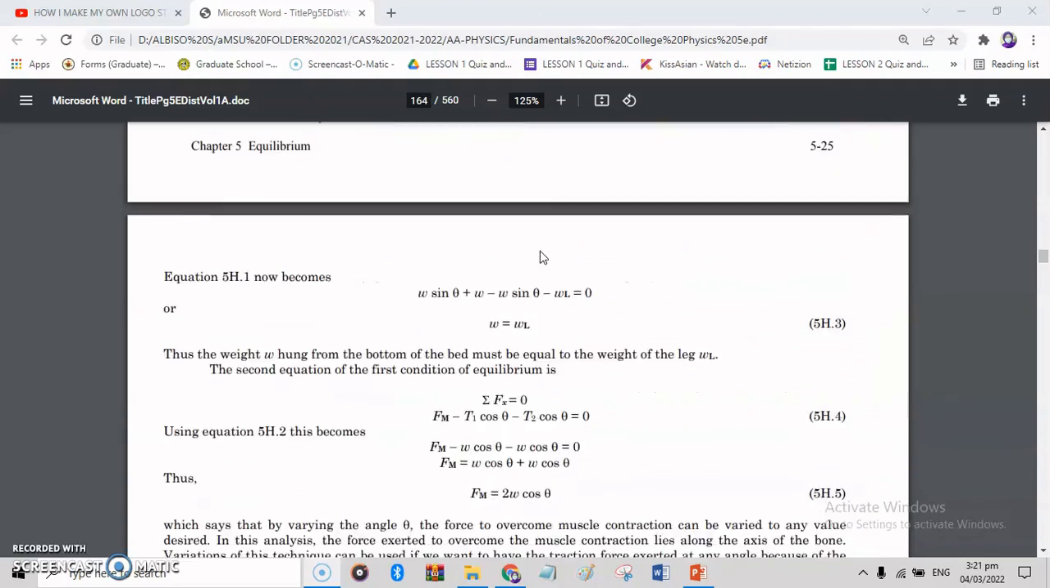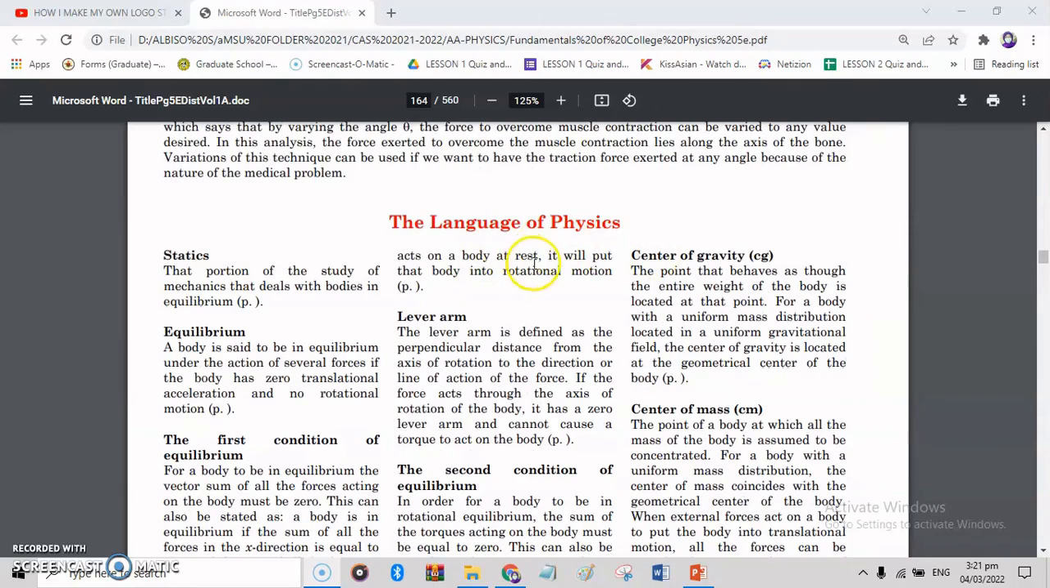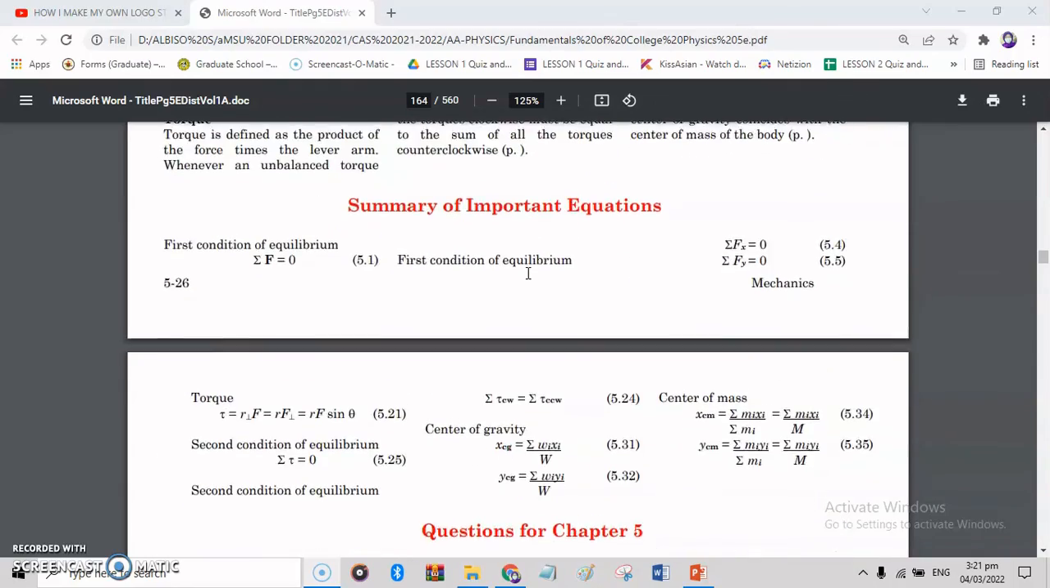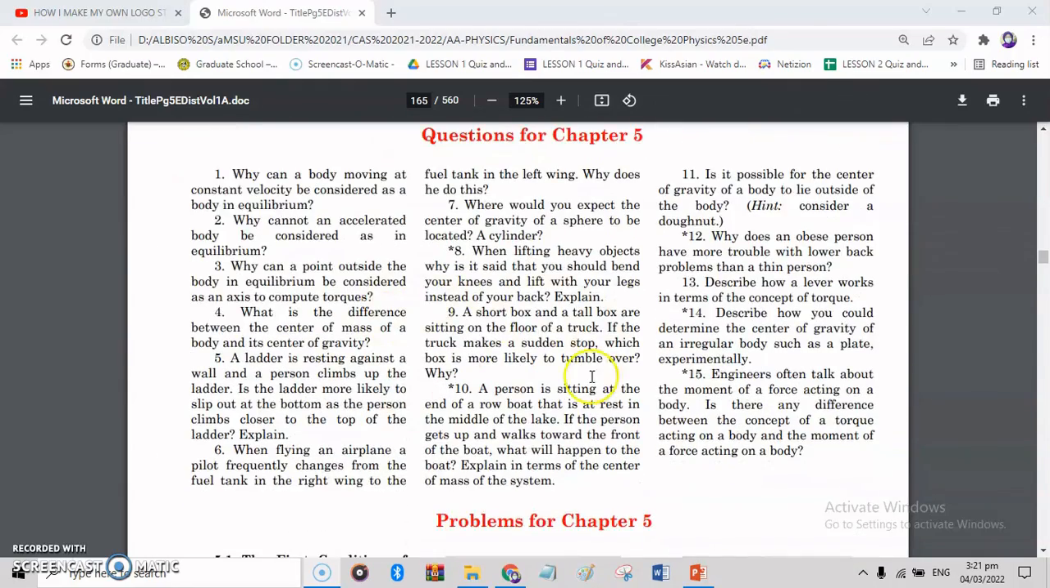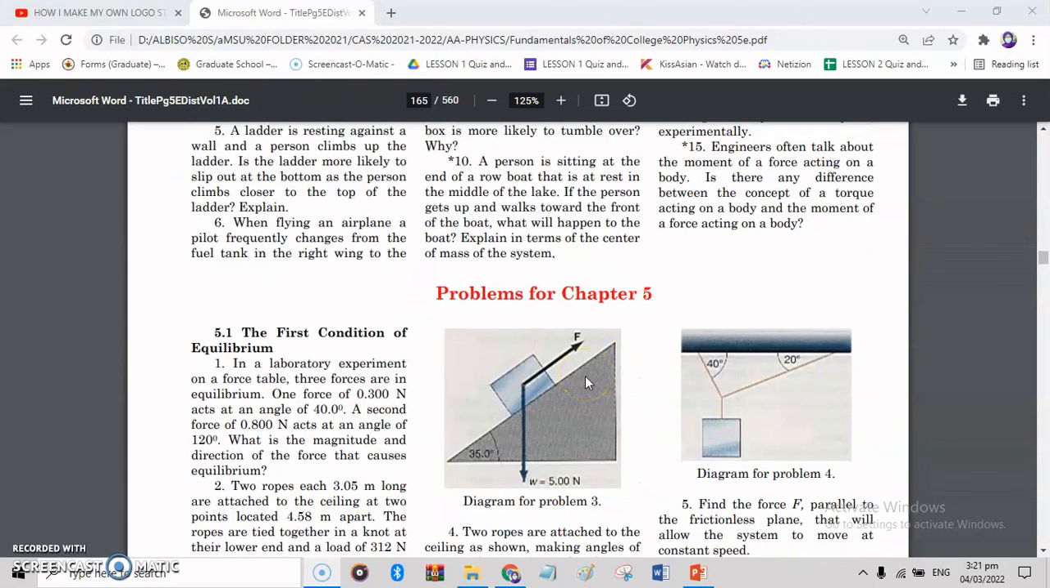So, the language of physics. Okay? And questions for these chapters, ipopost ko na lang. And if you have any questions regarding this topic, you may reach to me through our group chat.